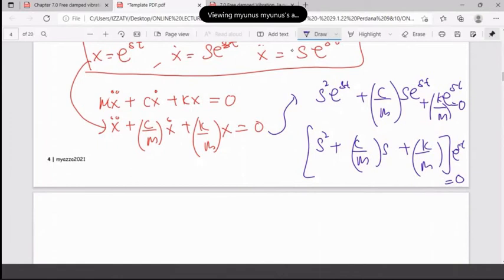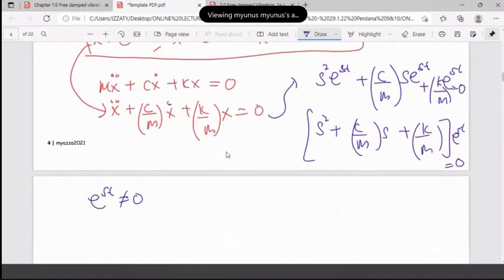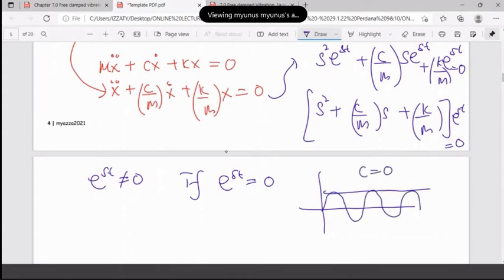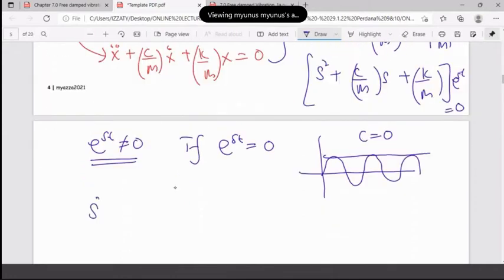So your solution will become what? e^st will not become 0. The exponential cannot be 0. If the exponential becomes 0, what happens? Your graph would be acting like c equal to 0, which cannot be because you have c there. Correct? So it must be not equal to 0. So the other solution we are creating is s squared plus c by m s plus k by m equal to 0. So this is our concern now.